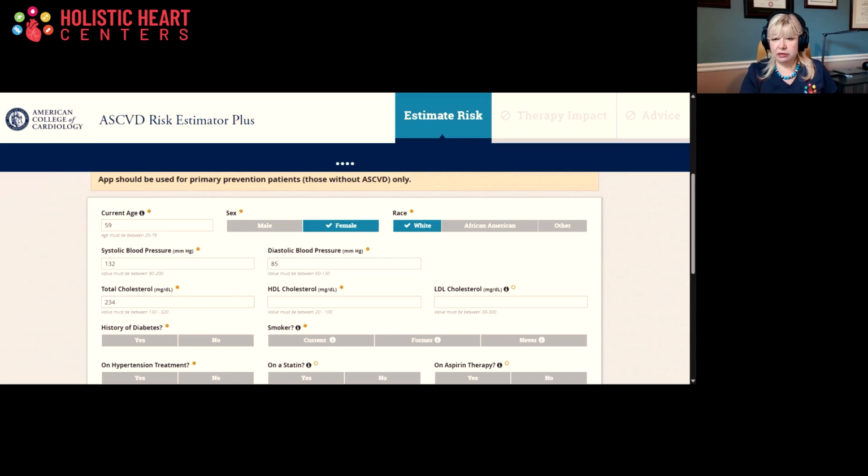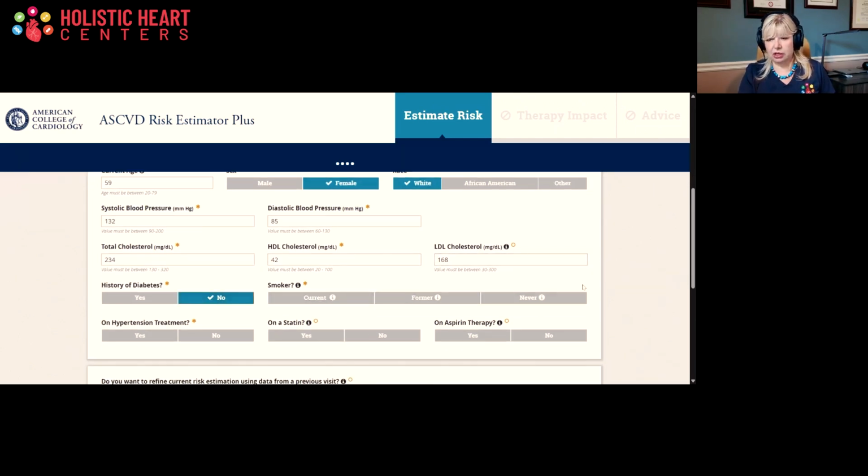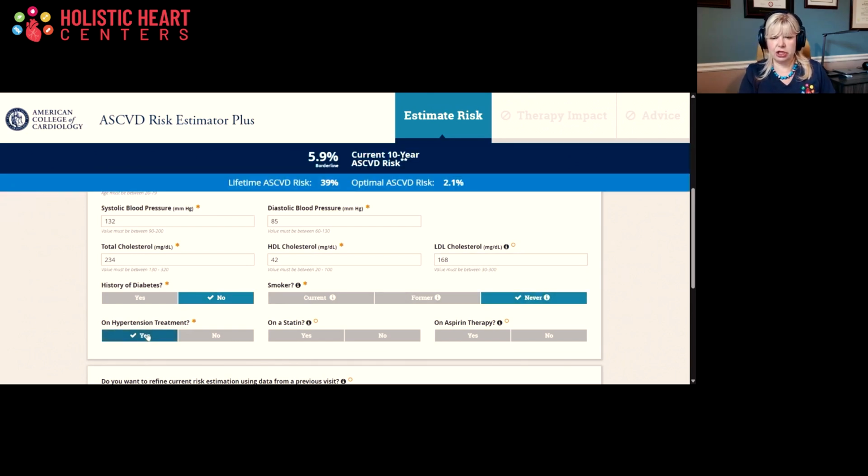This was a fasting measurement. Her HDL cholesterol was 42, and her LDL cholesterol is 168. This patient is not a diabetic. She has never ever smoked. She is receiving some hypertension medication. She is receiving statin therapy because that's what she was started on, and she had enough symptoms to warrant aspirin therapy, right?